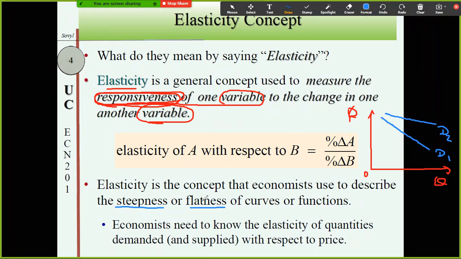Which demand curve has more steepness? D1. Which demand curve is more flat? D2. If I have D3, D3 is even steeper. D2 is the flattest. That's why elasticity is a concept that economists use to summarize the steepness or flatness of a demand curve or function. This is a curve, or a function. How about a function? Function: P equals something, QD or QS. This is a function.